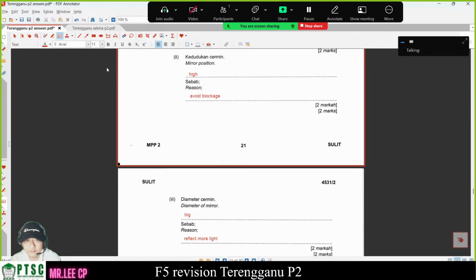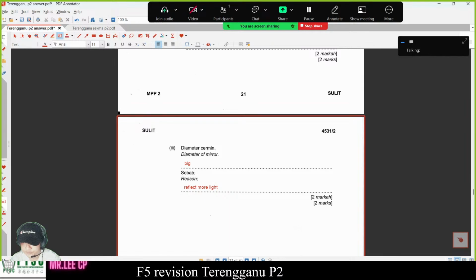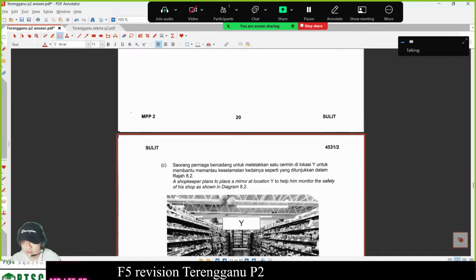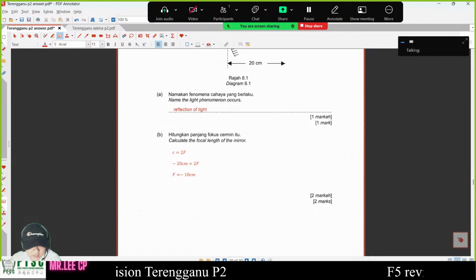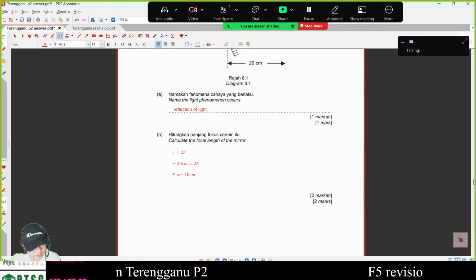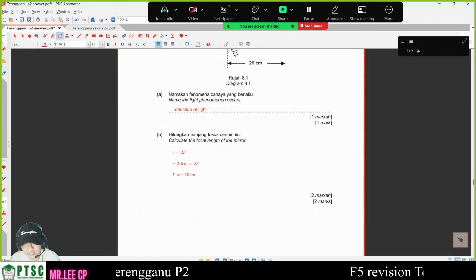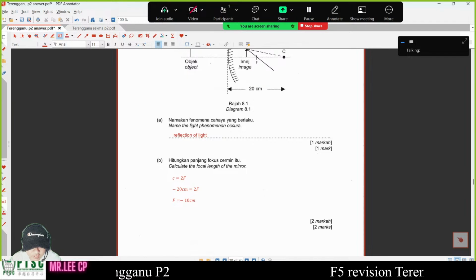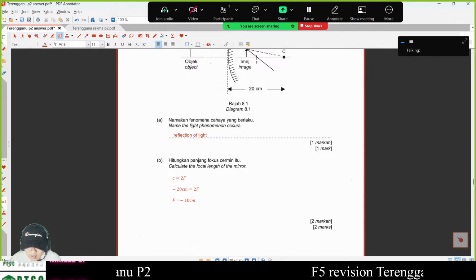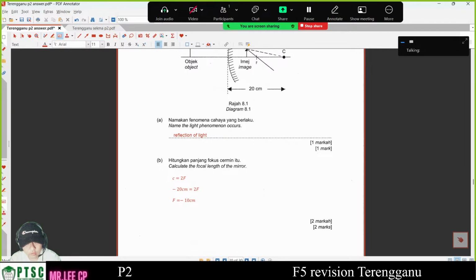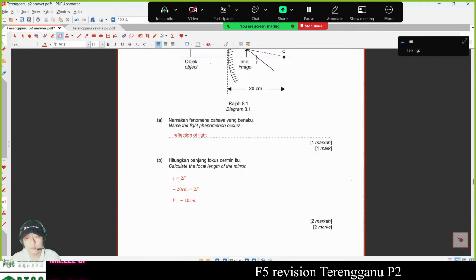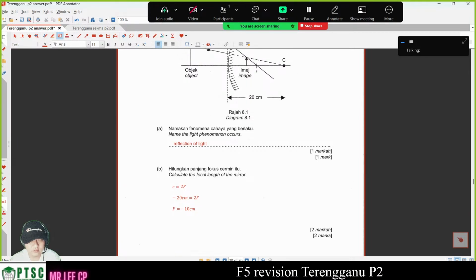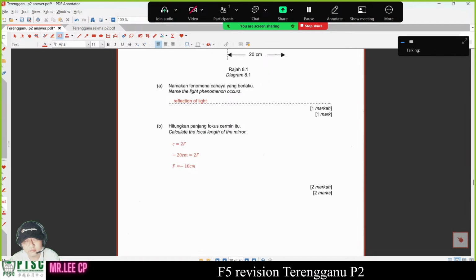Okay, so this question, just this one. The problem is you don't have the answer with the negative, but I want you to put in the negative. If they said calculate the focal length of the convex mirror, they already said convex mirror, so you need not put negative, also can. But this one doesn't say, so you have to put in the negative. Is that okay?